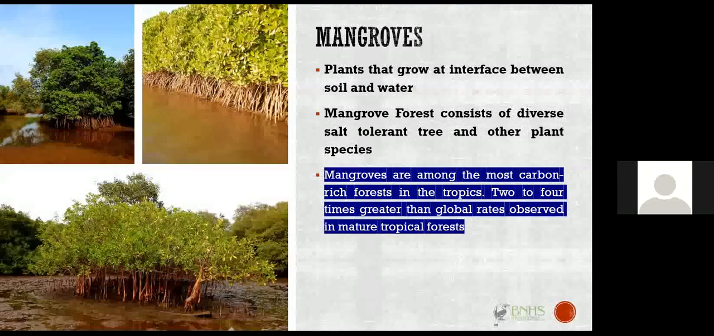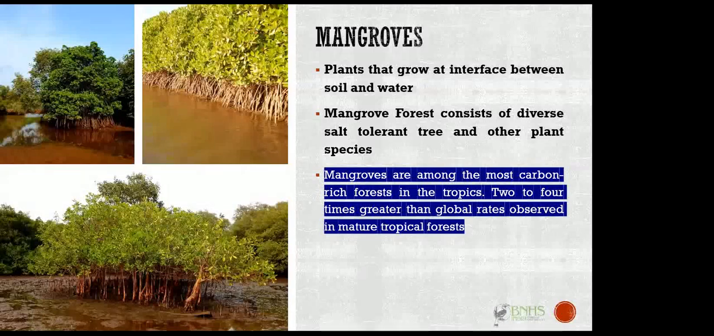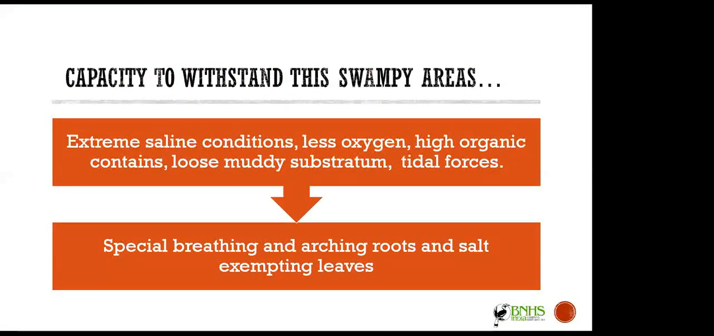As I've mentioned, these muddy, swampy areas are where these special vegetations are. How do they adapt to these kinds of swampy areas? These areas have more saline conditions, less oxygen, high organic content, loose muddy substratum, and tidal forces. So how does vegetation survive here? There are special breathing roots, and the architecture of these roots is such that these plants can withstand this environment. They also have leaves which, in a time frame, excrete the salt. So there won't be an issue of extreme saline conditions.